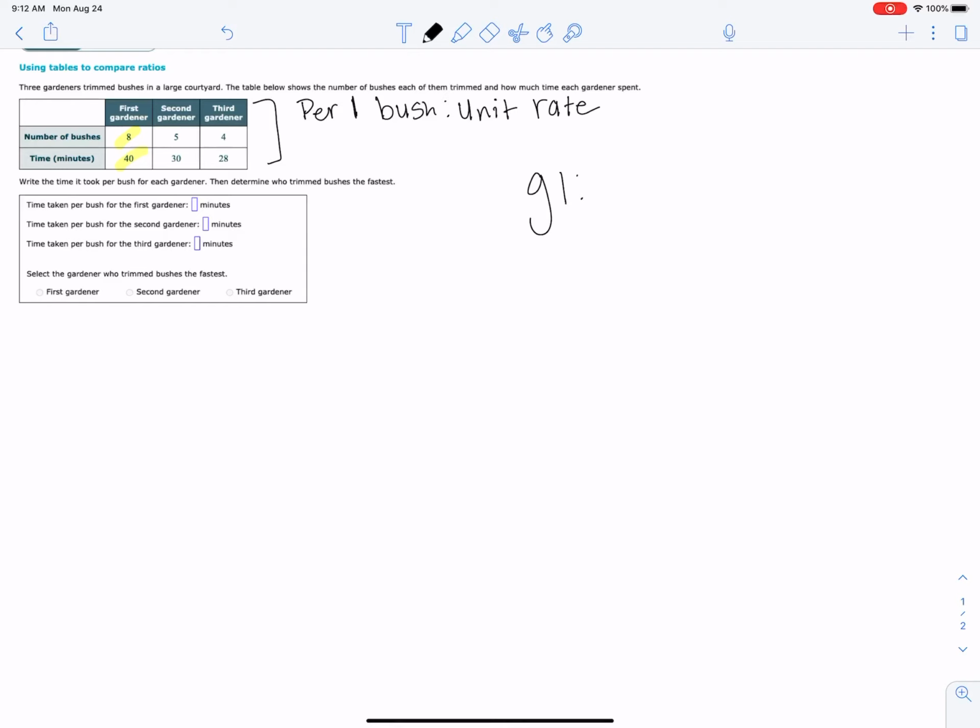So the first step when we need to find unit rates is we set up our fraction. So we have 8 bushes in 40 minutes, and we need to line up our units. So if we have bushes on the top here, we need to have bushes on the top here. Same goes for minutes. And we know we are looking for the minutes it took him to trim 1 bush. So we are going to have 1 on the top. We need to find out now how we got from 8 to 1. So we would have divided by 8. 8 divided by 8 equals 1. Whatever we do on the top, we need to do on the bottom. So we would divide by 8.